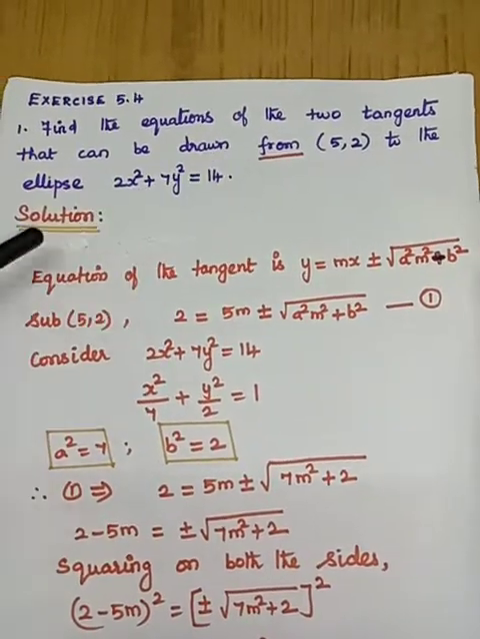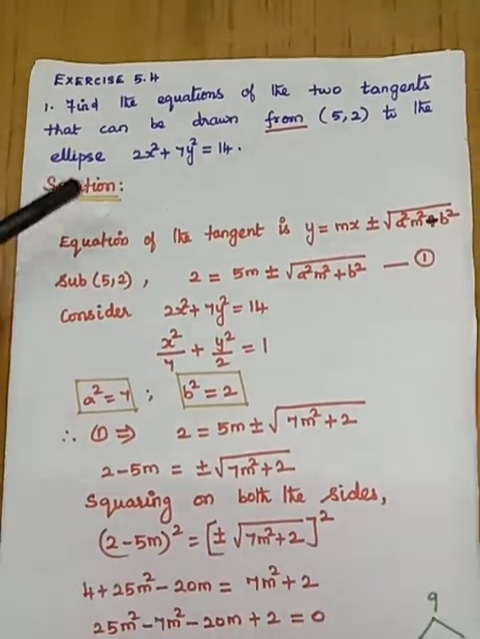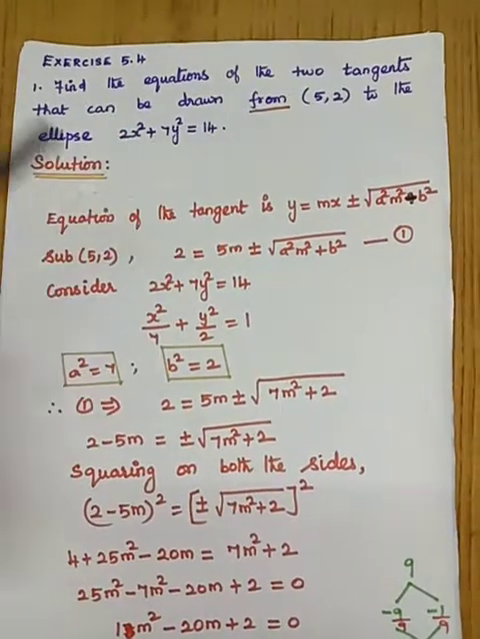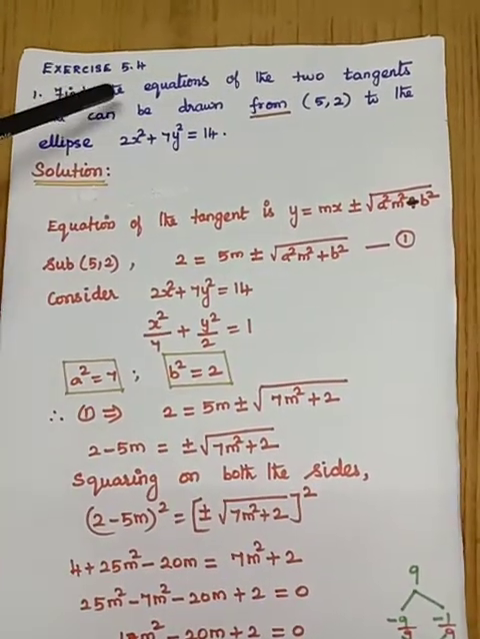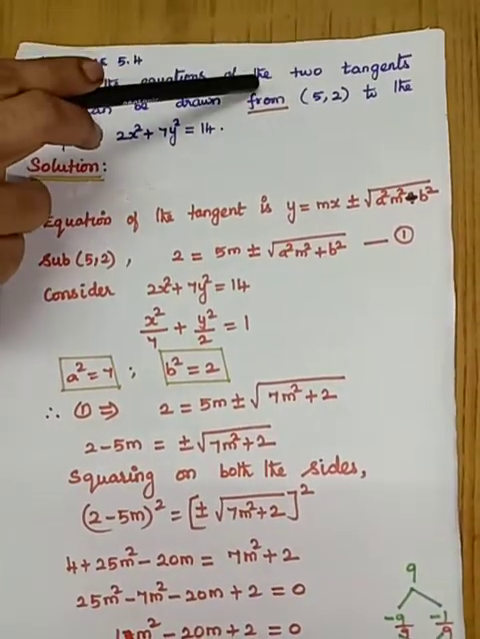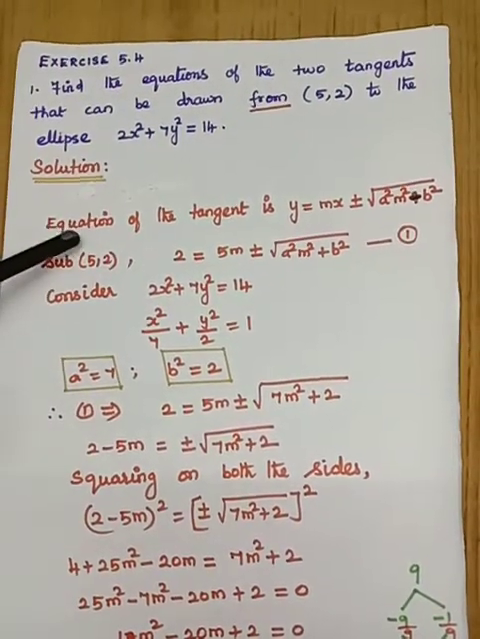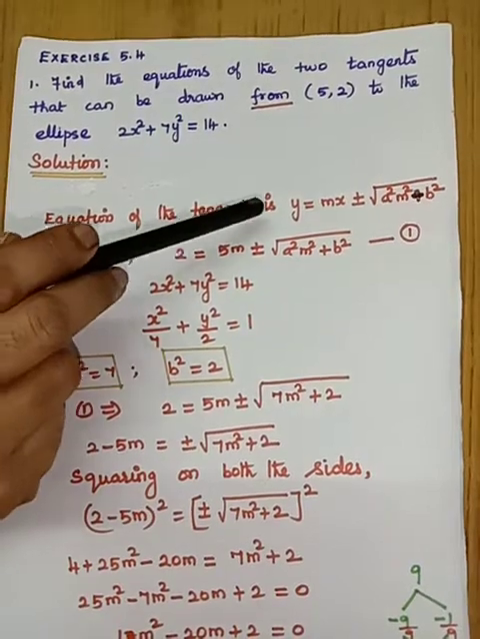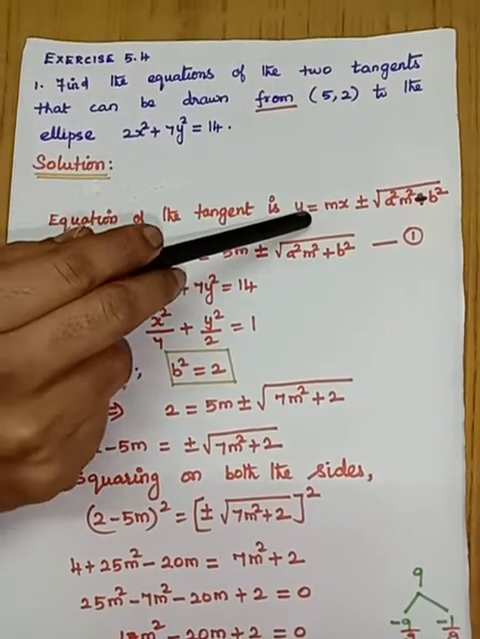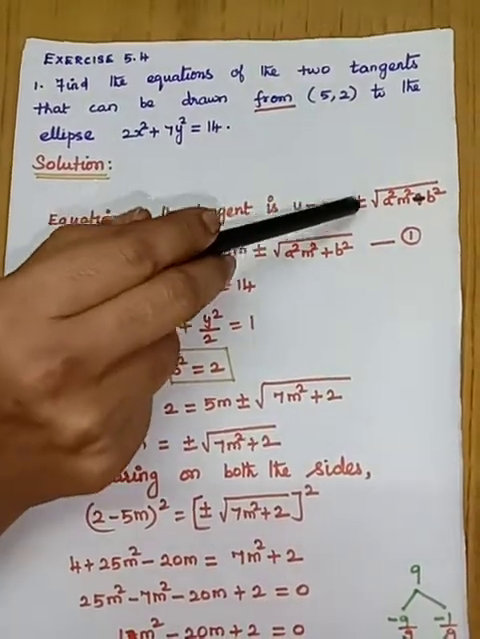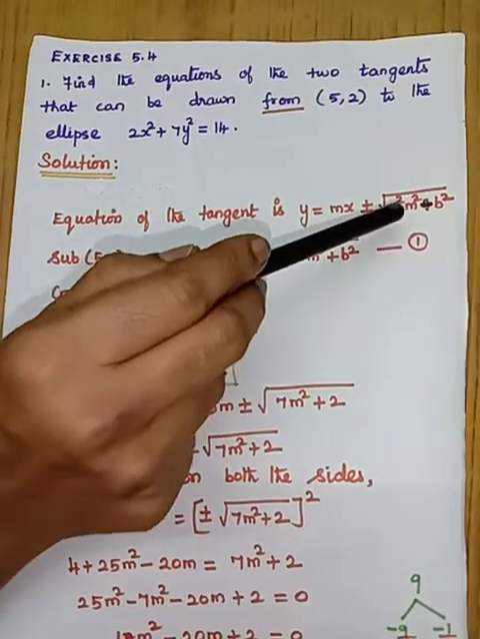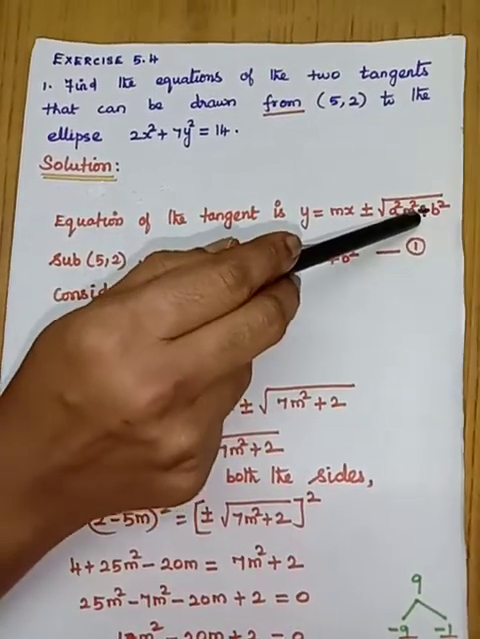So for the solution, what you have to do, from the point if it is given, you have to find the equation of two tangents. Okay, so for that you have to take the equation of the tangent which is in the form of y is equal to mx plus or minus square root of a squared m squared plus b squared.